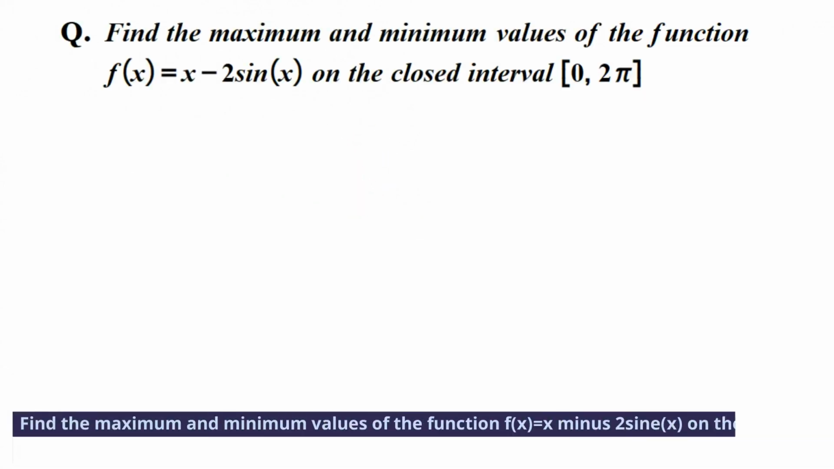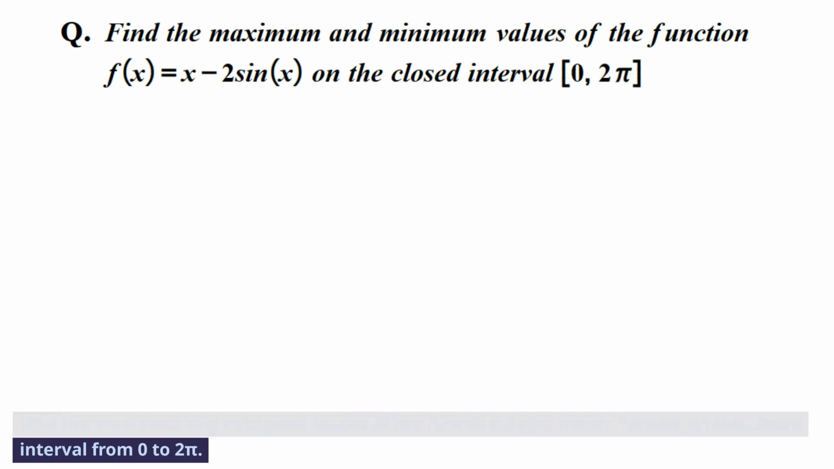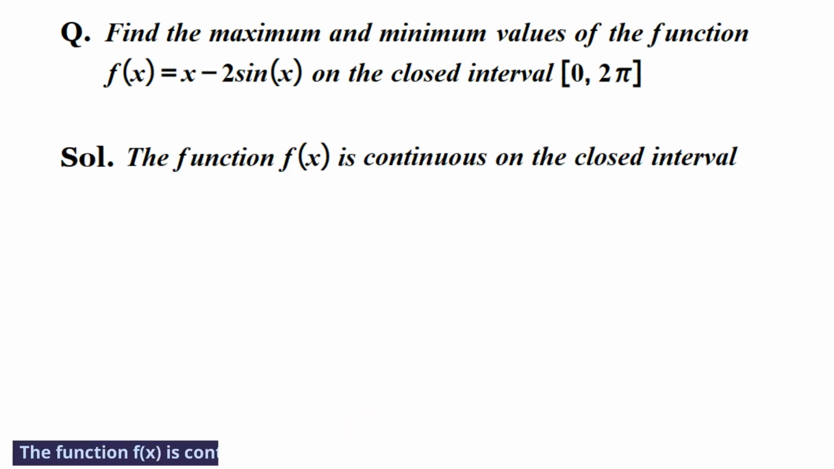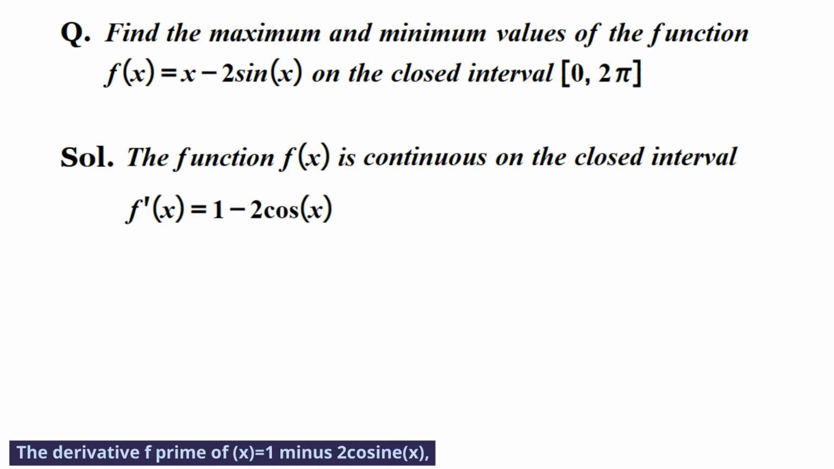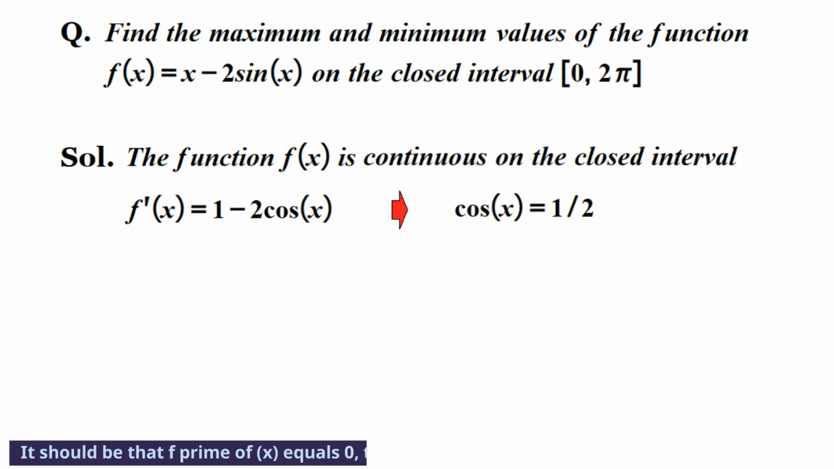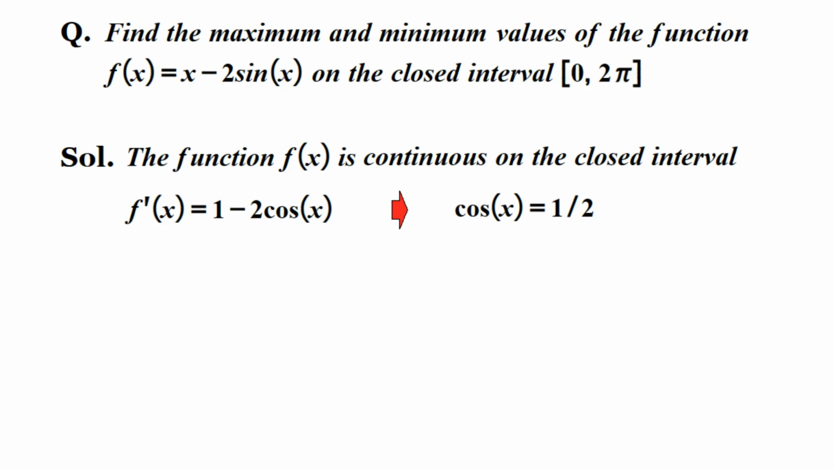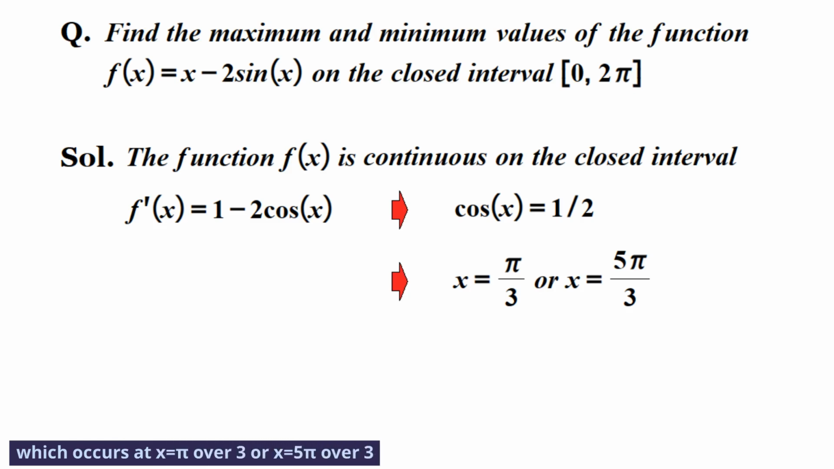Find the maximum and minimum values of the function f(x) equals x minus 2 sine x on the closed interval from 0 to 2 pi. The function f(x) is continuous on the closed interval. The derivative f prime of x equals 1 minus 2 cosine x. Setting f prime of x equals 0, cosine x equals 1/2, which occurs at x equals pi over 3 or x equals 5 pi over 3.